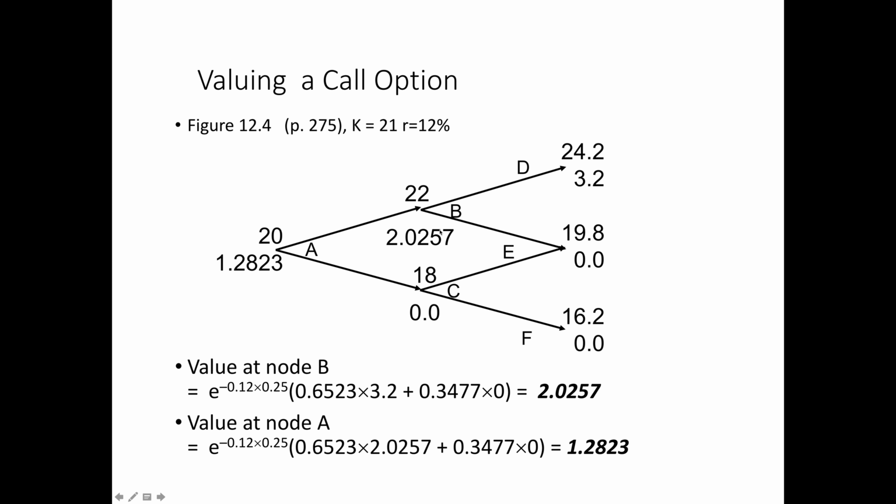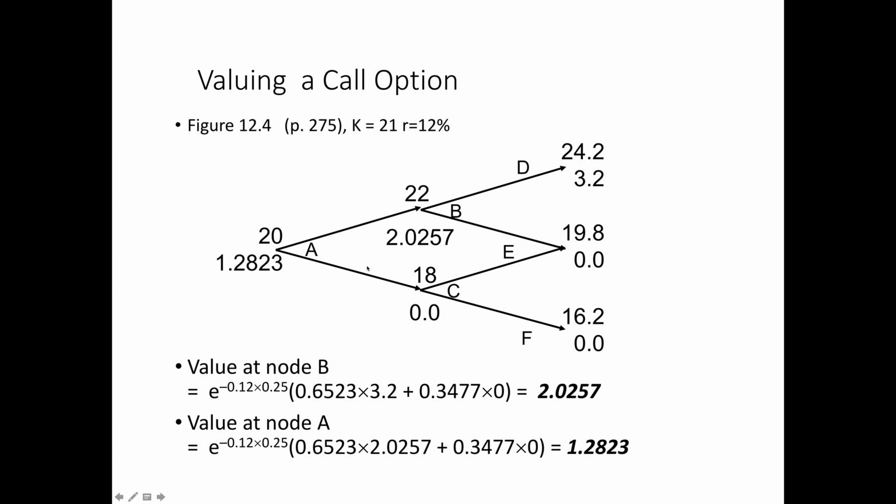So looking at the very end, 6 months from now, let's look back. Let's look at the node B, which is 3 months from now. Since it's a European option, you have to wait until either up or down happens. So it's up 3.2, down 0. What is the value at node B? It is the probability 0.6523 of going up times 3.2 plus 0, discounted back by the interval, 3 months, which equals 2.0257. This is the value of the call if the stock goes up one step.